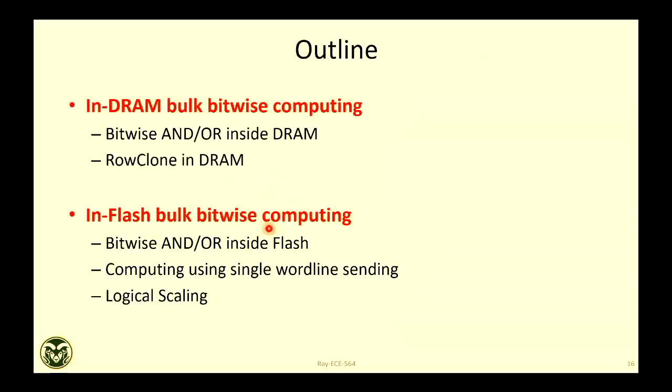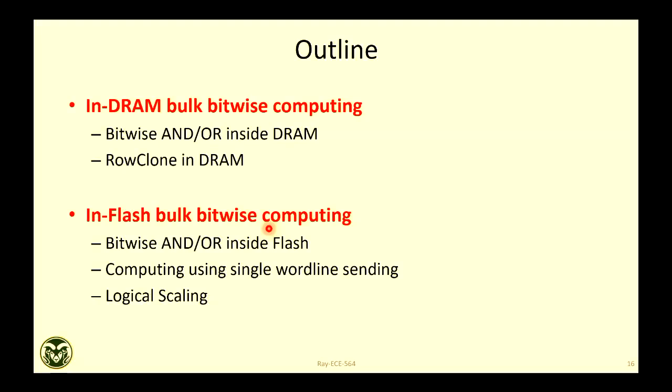We understood how we do bitwise computation inside DRAM, using multi-row activation and row copying. These are the two main mechanisms. Now let's look at how in-flash computing can be done: the same bitwise operation in the flash memory.